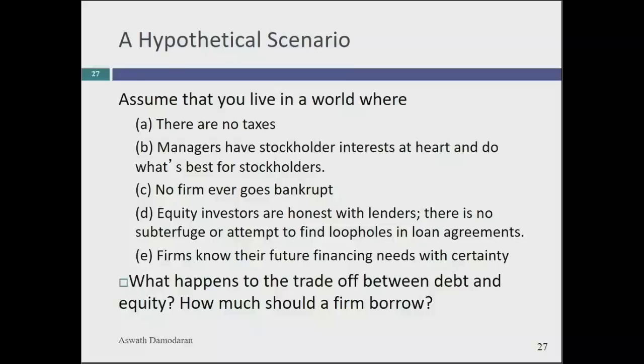I told you the Twilight Zone episode. Equity investors don't lie. So when they go to the bank to borrow money, they tell you exactly what they're going to do. And firms know their future financing needs with certainty. I want you to take this Twilight Zone world you're in, take it through the trade-off and tell me how much companies should borrow in this, because when we start on Wednesday, we're going to look at that because it's corporate finance's most famous theorem. We're very quickly going to extract it without ever having to derive it. But think about what the right mix of debt and equity is in a world with no taxes, no default risk, and no agency issues.